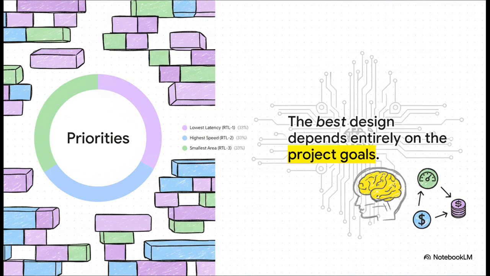And this just brilliantly illustrates the point. There is no single best design. The choice is always a trade-off. If your application demands the absolute fastest response time, you pick the design with the lowest latency, like our RTL1. If you need the highest possible clock speed for throughput, you go with RTL2. And if cost and size are what keep you up at night, you choose the smallest design, RTL3.